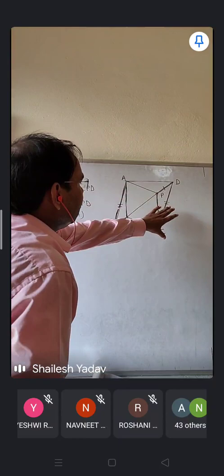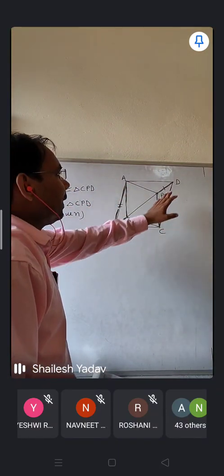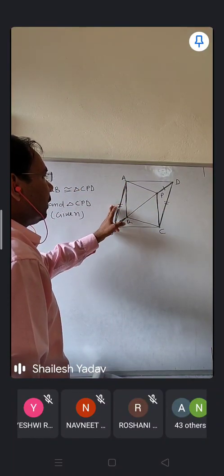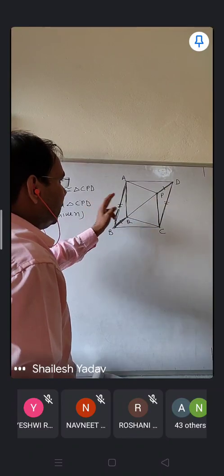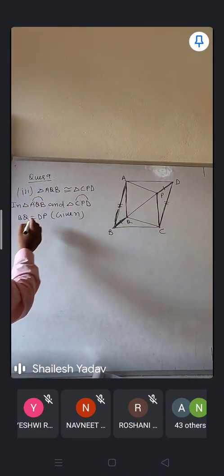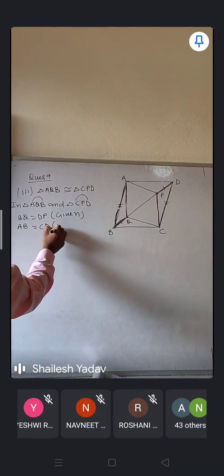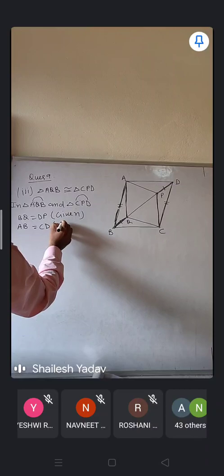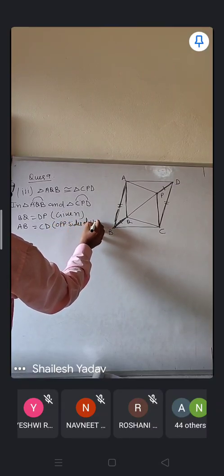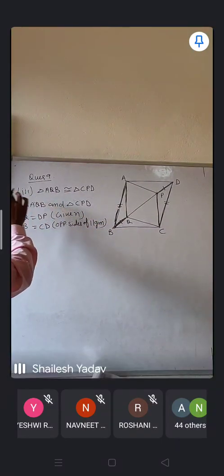AB equals CD. If you read the statement of the question, it is given that ABCD is a parallelogram. In a parallelogram we know that opposite sides are equal. So AB equals CD. These are the corresponding parts. So AB equals CD, because they are opposite sides of a parallelogram. That's why these two are equal. You need to search for the third value.